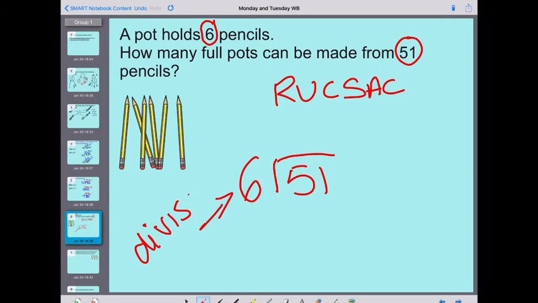Let's look at the next one. This time, a teacher has 48 pencils and 27 pens. The teacher shares the pens and pencils equally into 6 pots. How many writing implements are shared into each pot? So similar to the last one.